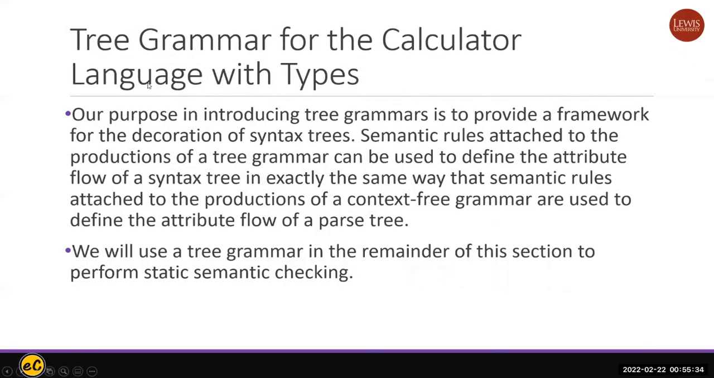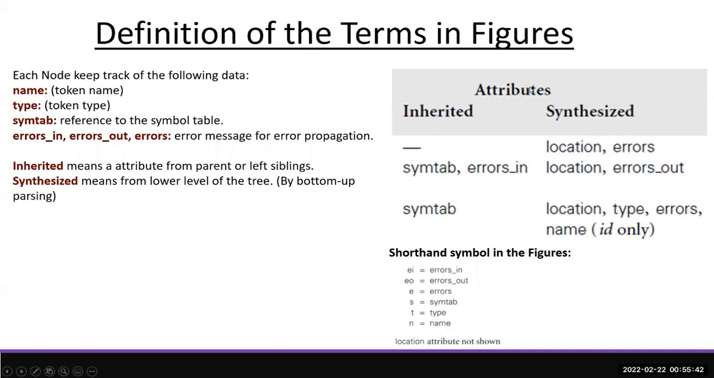So the grammar for the calculator language is typed. So now we have type, and type is also an attribute we need to deal with. Right here, each node of the tree includes the following attributes: inherited attributes such as error and symbol table location, and synthesized attributes such as location, error, type, and name. So these are the different attributes for each node, including the inherited and the synthesized ones.